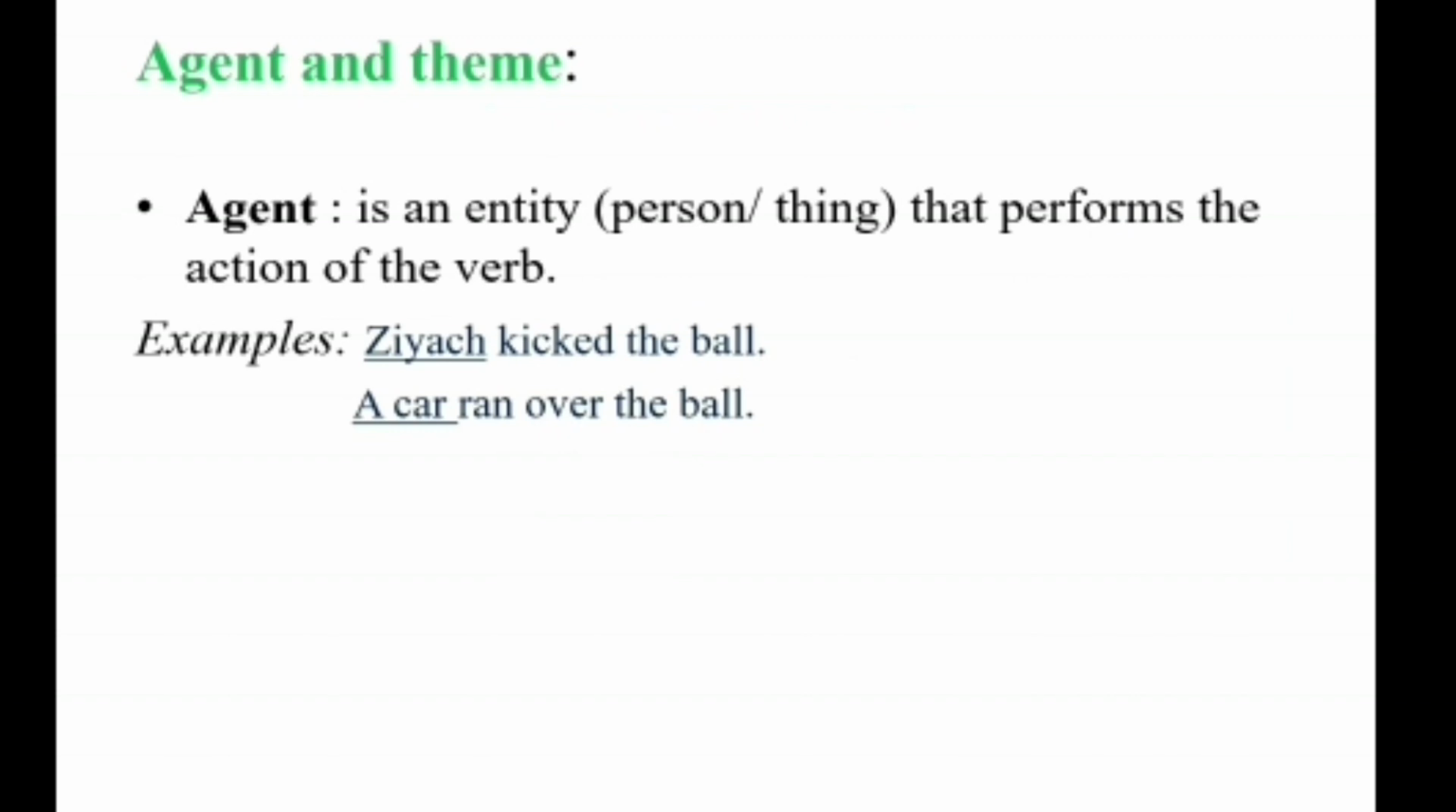So agent refers to an entity, it could be a person or thing, that performs an action. It means the action of the verb of the sentence given. It's what is called al-fa'il in Arabic. For example, here we have DRIOUCH kicked the ball. So DRIOUCH is the one who did the action of kicking the ball, so it's the agent. Second example, a car ran over the ball. So a car is the entity which performed the action of running over the ball, so it's semantically in the role of agent.